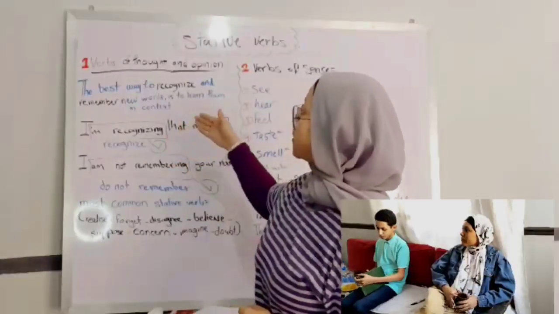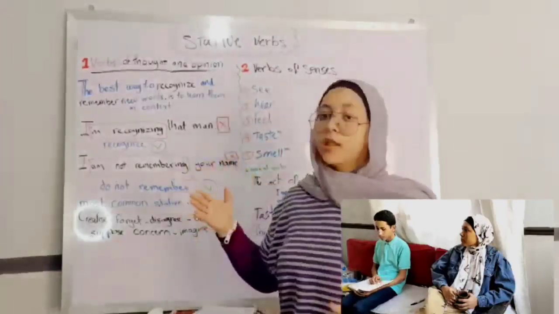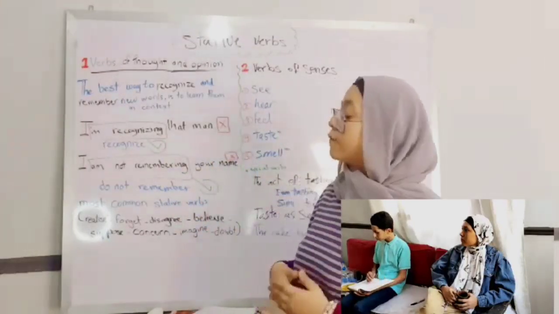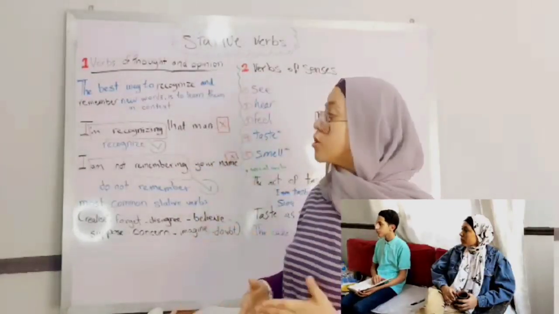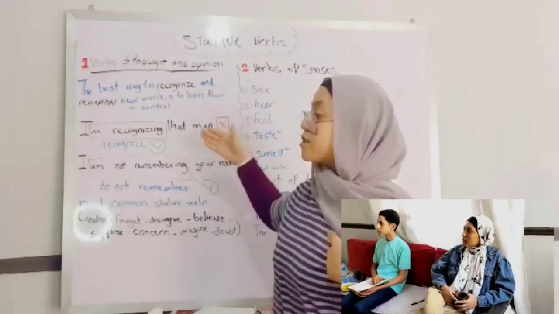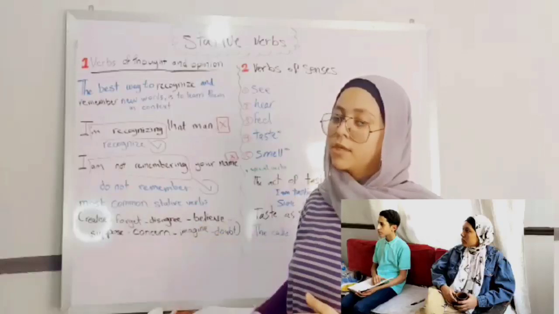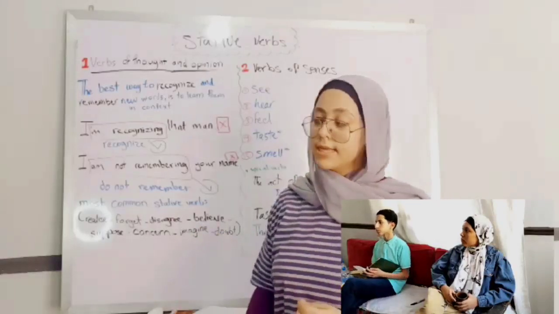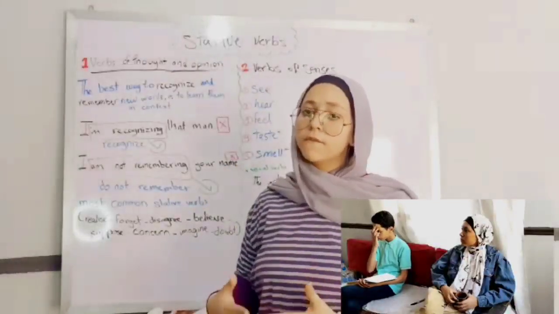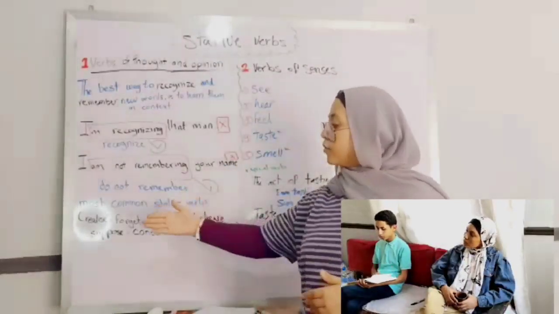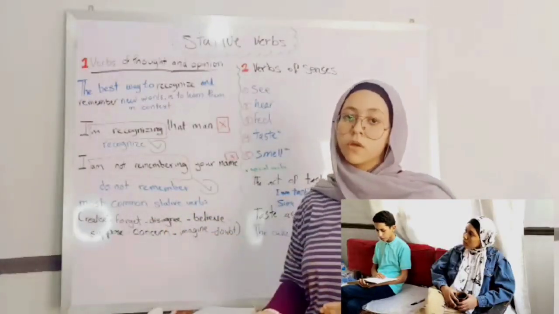The best way to recognize and remember new words is to learn them in context. For example, I am recognizing that man. It's wrong. The correct one is, I recognize that man. I'm not remembering your name. It's wrong. The correct one is, I don't remember your name. Most common verbs: realize, forget, disagree, believe, suppose, concern, or doubt.